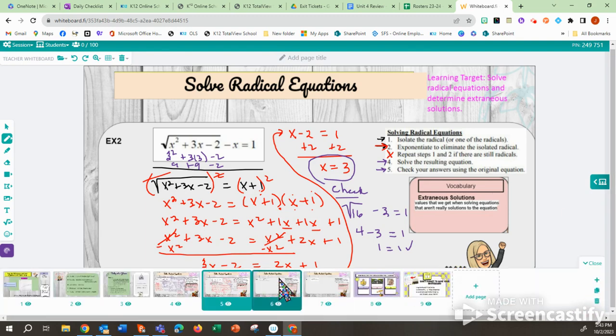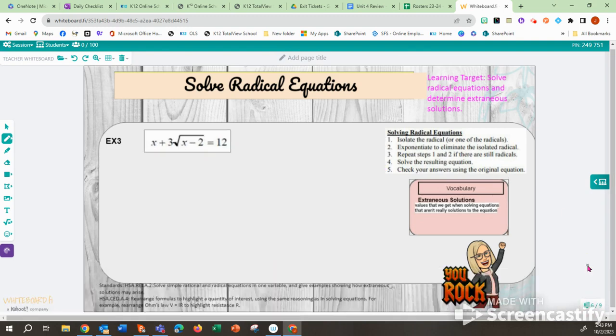All right, let's go ahead and look at example 3. Again, we're following the same process. We're isolating our radical. We're going to do that by subtracting x. That's going to give us 3 times the square root of x minus 2 is equal to 12 minus x. The 3 is being multiplied times that square root. That's why you're going to have to wait to move it until this step. And then these are all basically, it's just a lot of algebra.